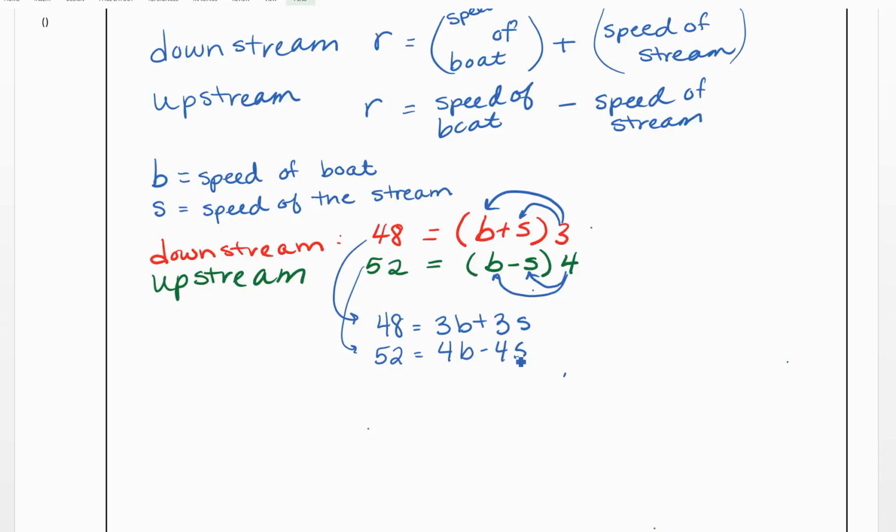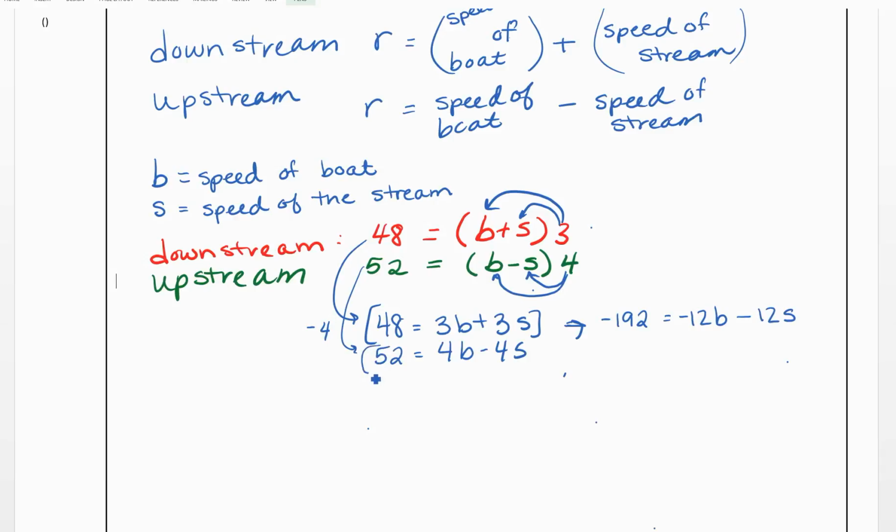4s. Okay, now there are several ways we could do this. We could do substitution. We could do elimination. We could do graphing. Let's go ahead and do elimination. Let's multiply the top equation through by -4. So I'll just kind of draw an arrow. So -4 times 48 is -192 equals -12b minus 12s.